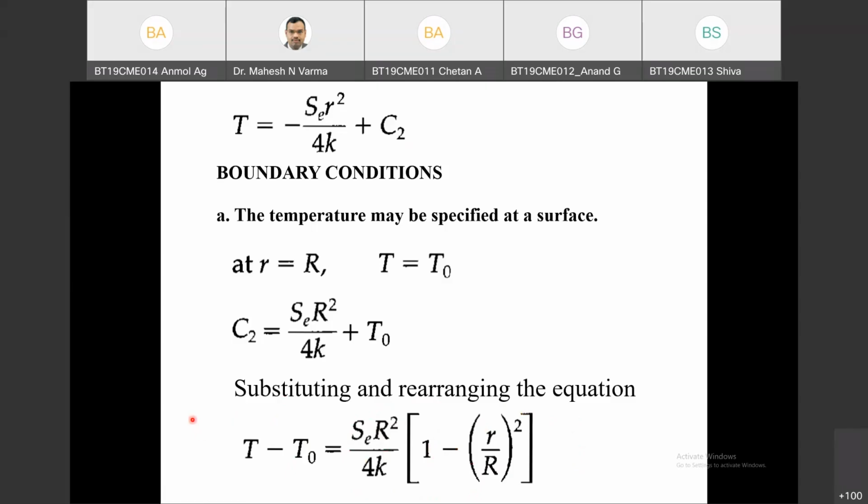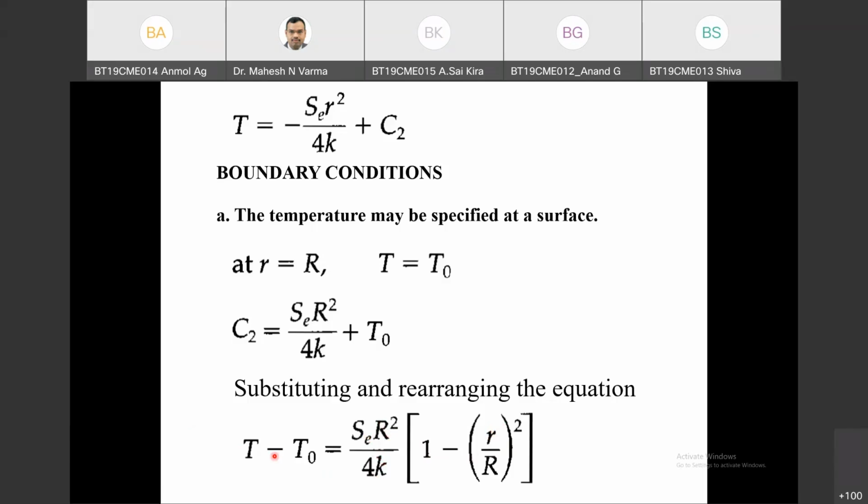Sai, roll number 15. Where do you expect to get the maximum temperature? Sir, at r equals 0, at the center of the wire. So at r equals 0, what will be the maximum temperature? If you put 0, it will be S_e R square divided by 4k plus T naught. That will be the maximum temperature.